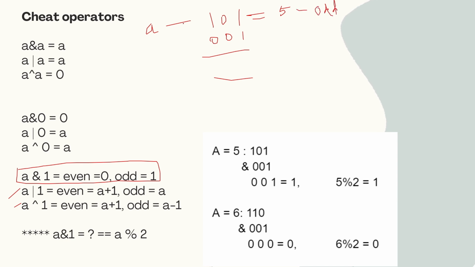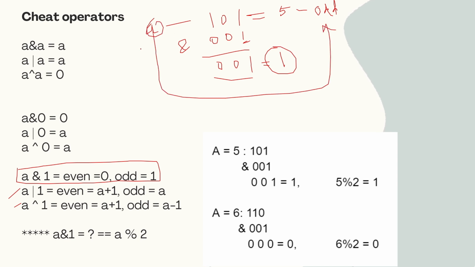So clearly it is an odd number. I have taken an odd number a and I am applying AND with 1. So let's check. 1 and 1 is 1. 0 and 0, 0. 1 and 0, 0. You got how much? 1. So if A is odd, and if you apply A and 1, then you will definitely get 1. So that's why I've written A and 1. For odd cases, I have written 1.